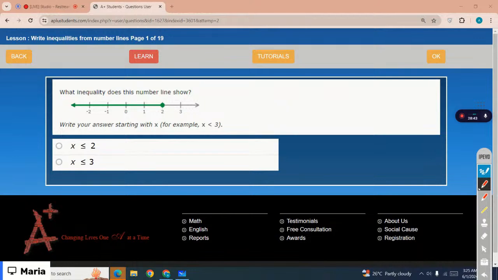The correct option is option number 1, that is x is less than or equal to 2.